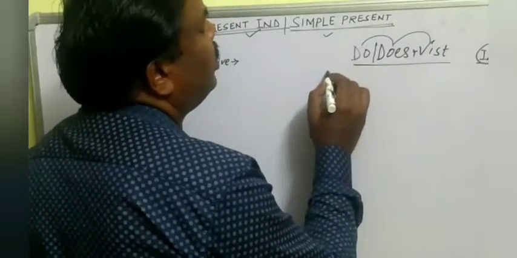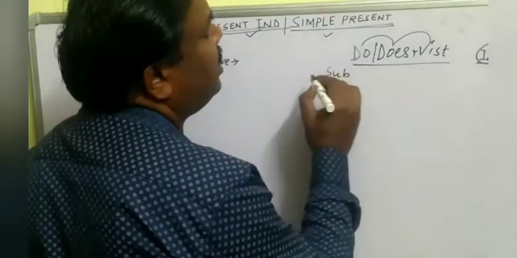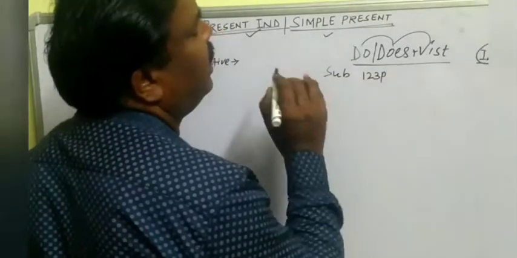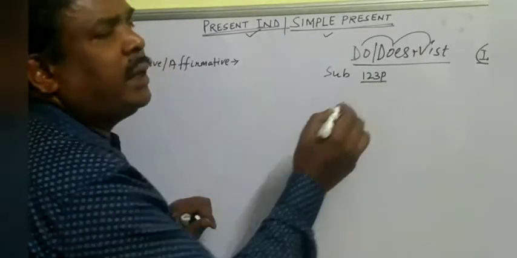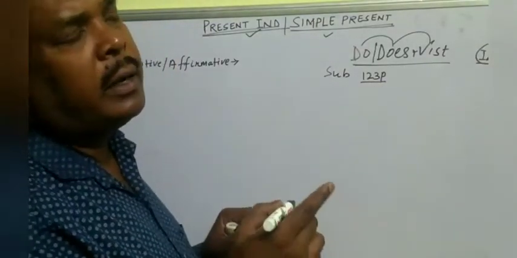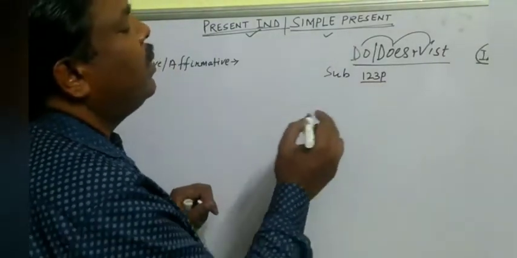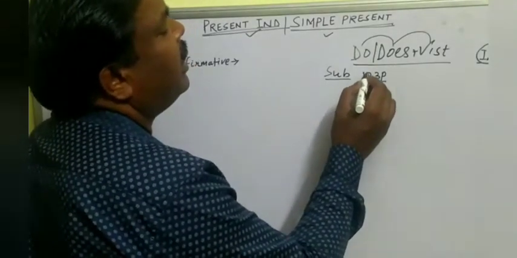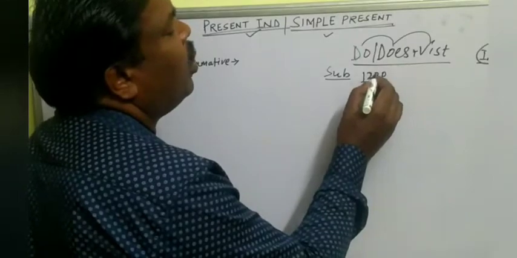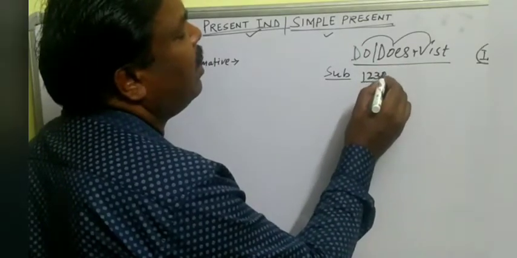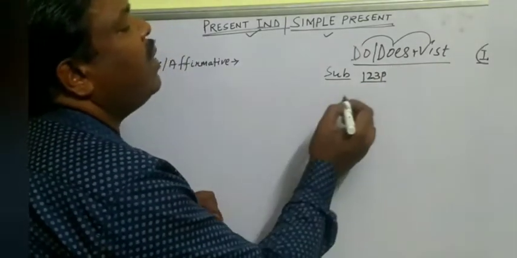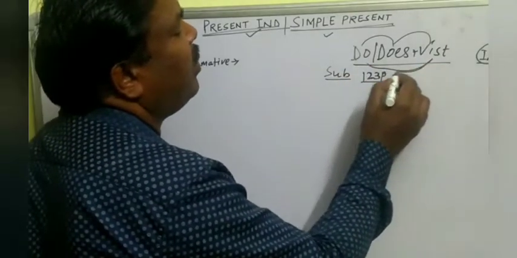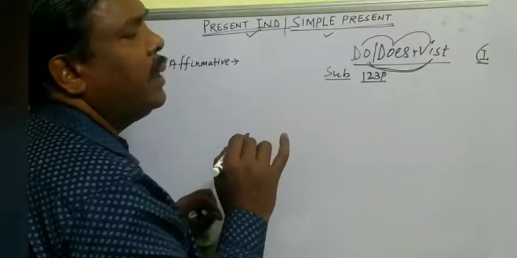If the subject is 1, 2, 3p, means if the subject is first person, second person or third person plural number, then we shall use do plus first form of verb. Is it clear?